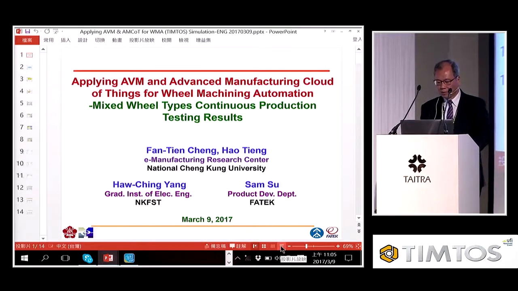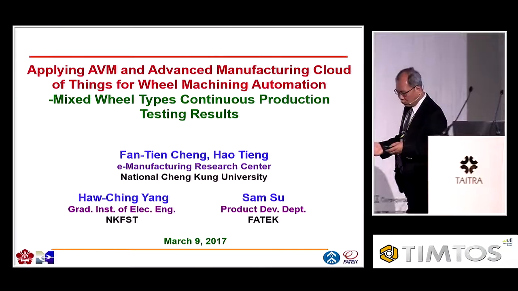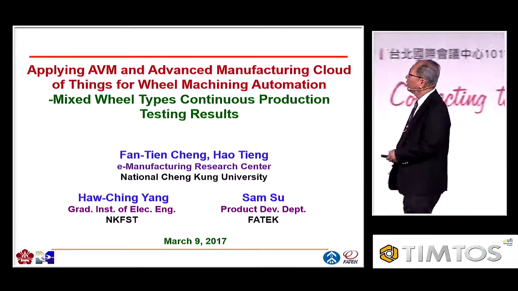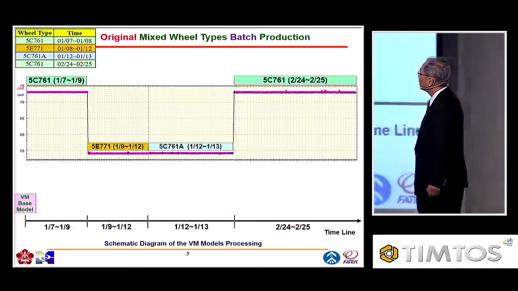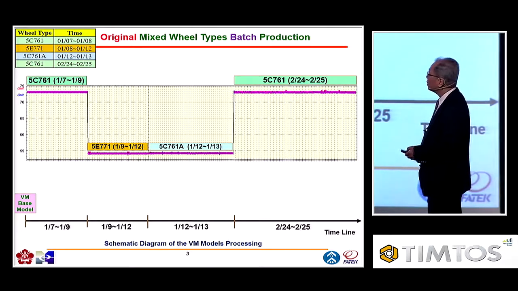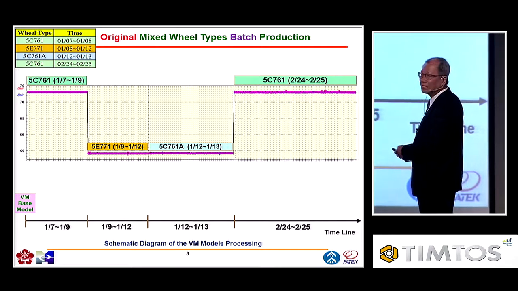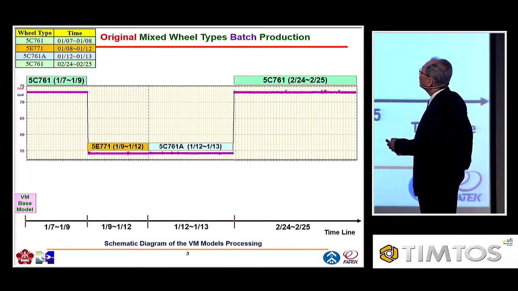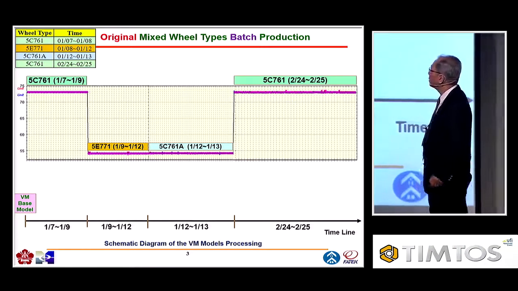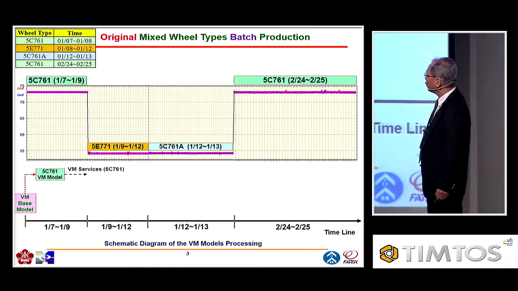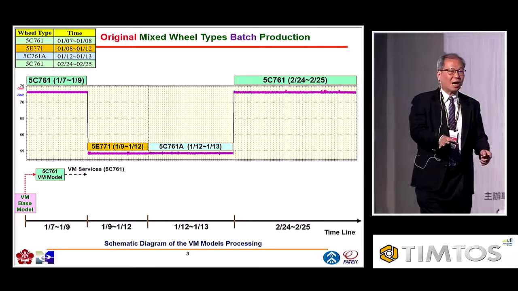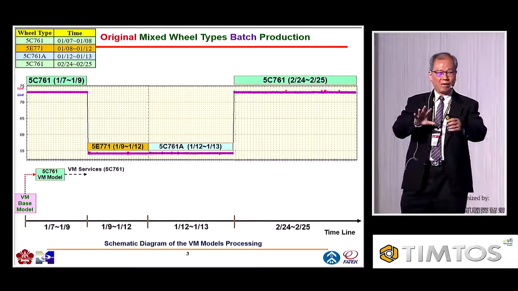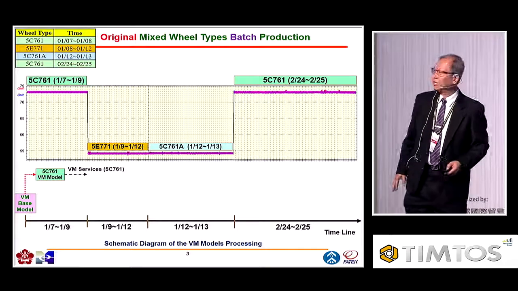How to have mixed wheel type continuous production, the test result. And I show you really quick. This has 3 types, okay? 61, 71 is 61A. So we just try to merge them and give you the idea, because in the afternoon I will demo it, how to have mixed wheel production, okay?